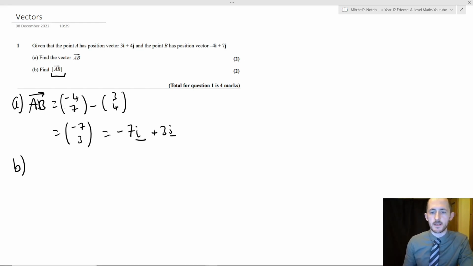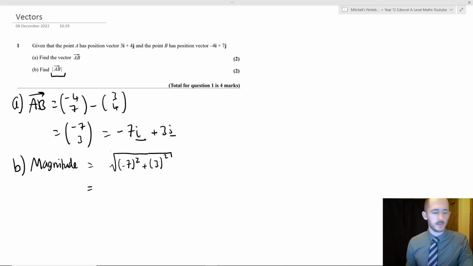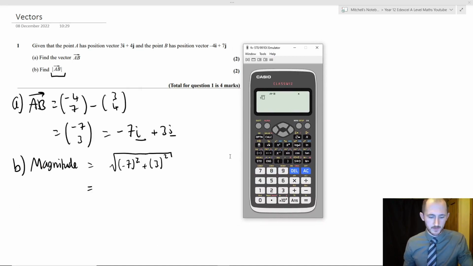Now part B asks you to find this, but it has the modulus signs around it. The modulus signs mean we're basically taking the magnitude of these vectors. Basically it's the size of the vectors, okay? So the way we do that is essentially Pythagoras, right? We square the two components, add them together and then take the square root. So I have the calculator here. Take the square root: you have minus 7 squared plus 3 squared, which gives you square root 58.